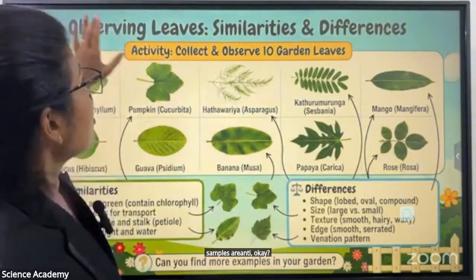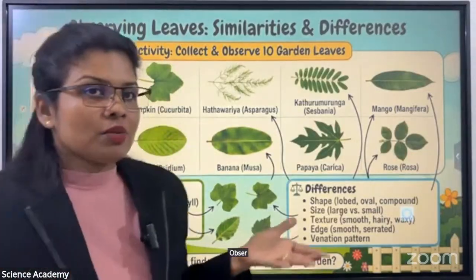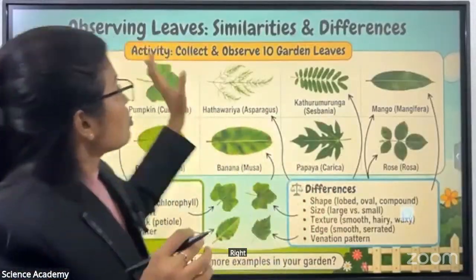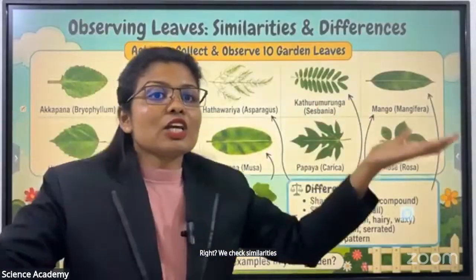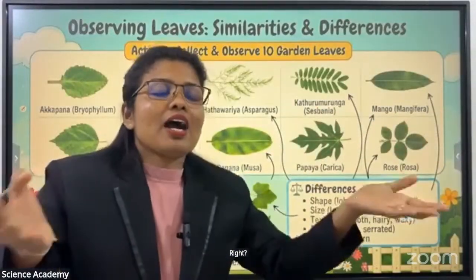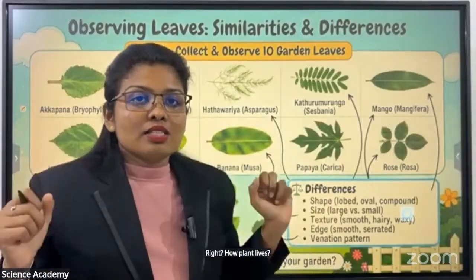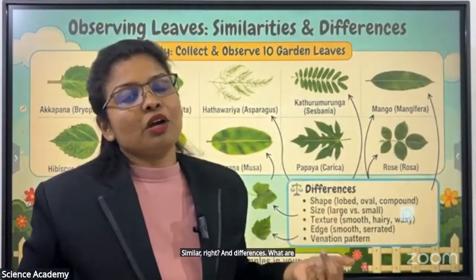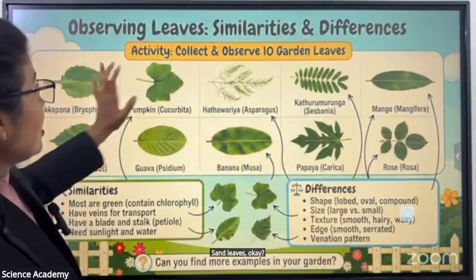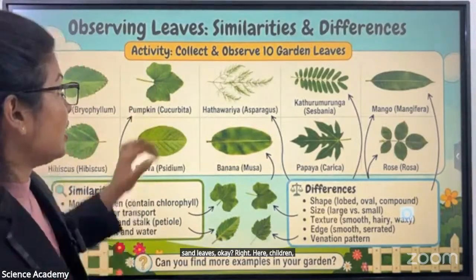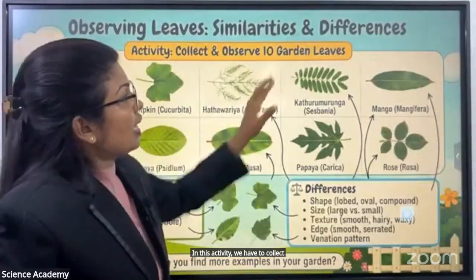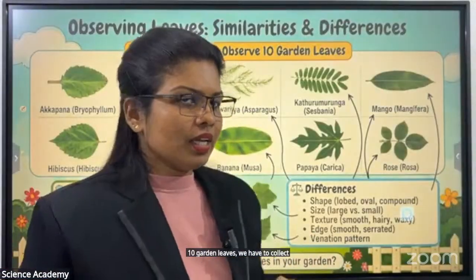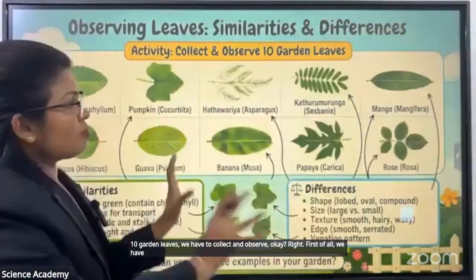Okay, right. Children, observing leaves. We see these leaves and check. We check similarities, what are the equalities, how plant leaves are similar, and differences. What are the differences of plant leaves? Here, children, in this activity, we have to collect and observe 10 garden leaves. First of all, we have to check the similarities.